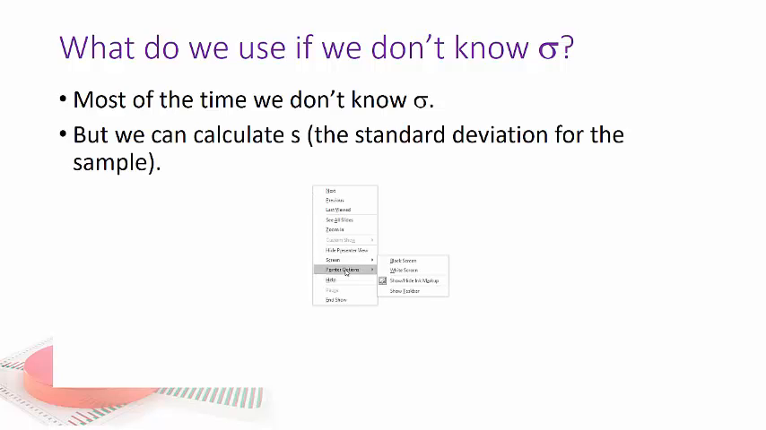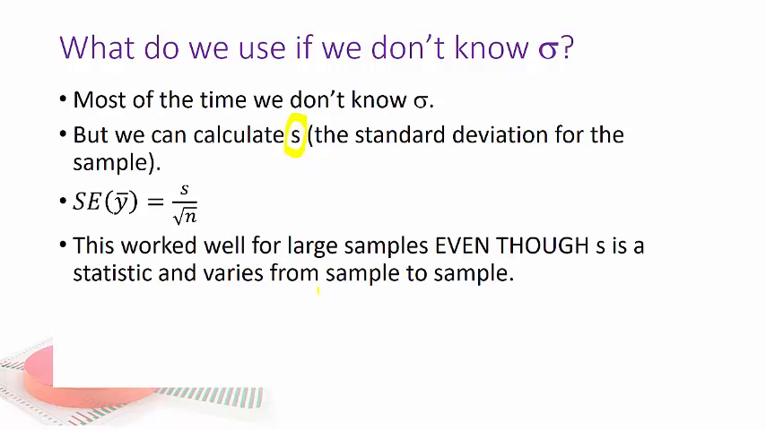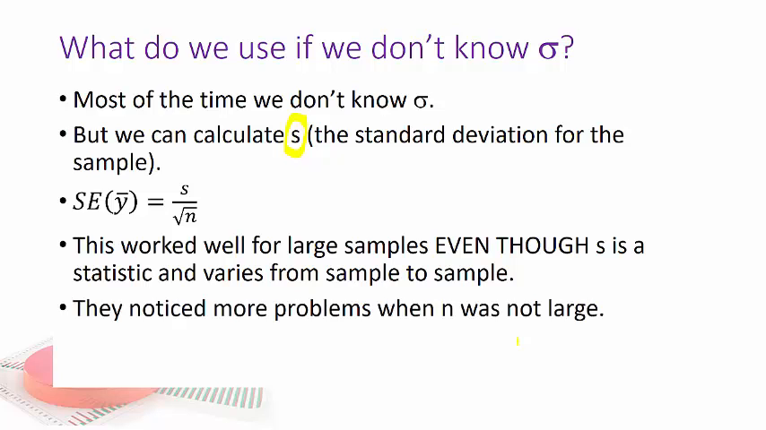s is basically the standard deviation for the sample. Remember, we were doing that at the beginning of the year. You would put the data in the table, and we would do one-var stats and it would spit out the data. So we could take that s and use it instead of the population standard deviation. And this actually worked well for many years, even though s is technically a statistic, and it varies from sample to sample. Now, they did notice more problems when n was not large.